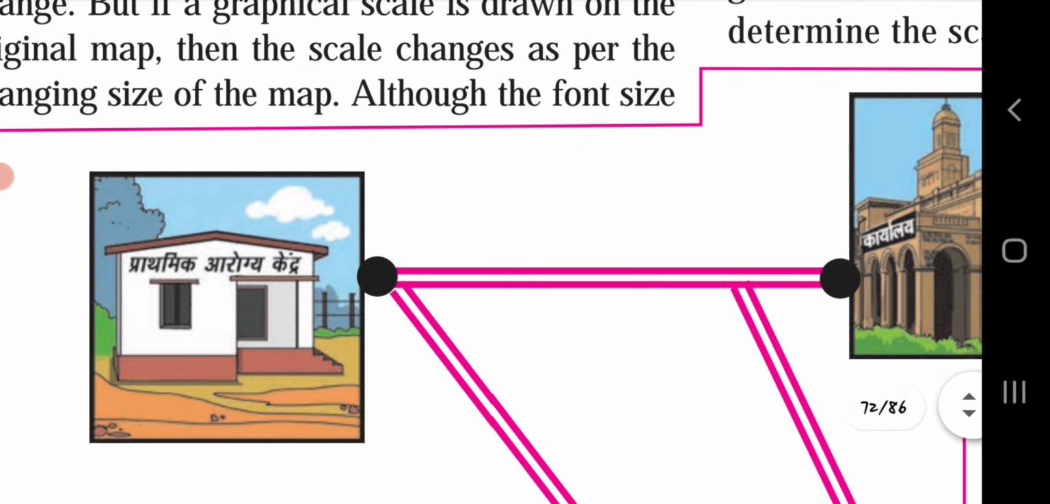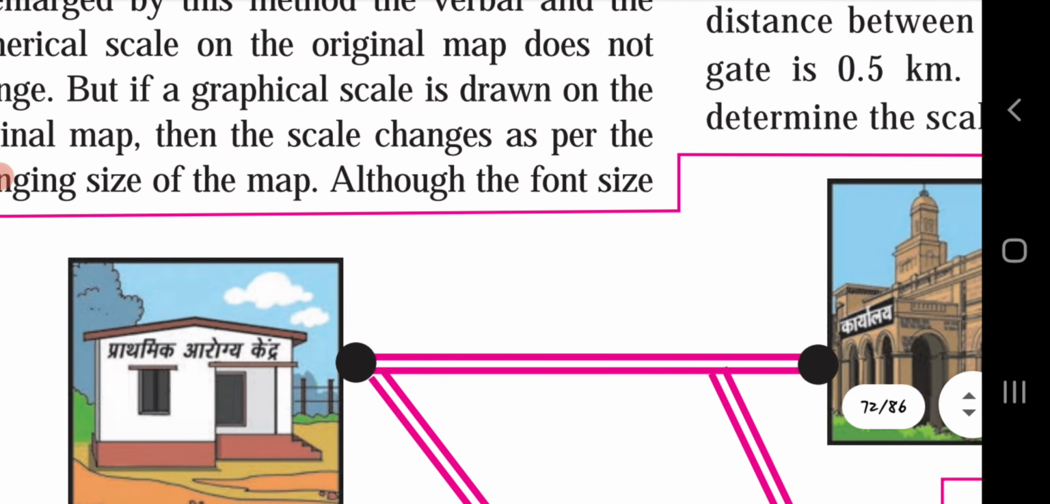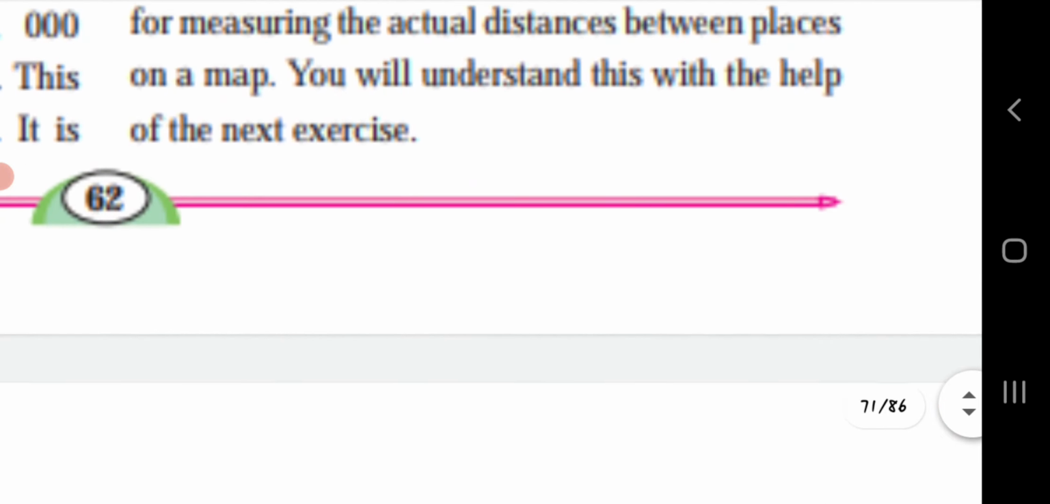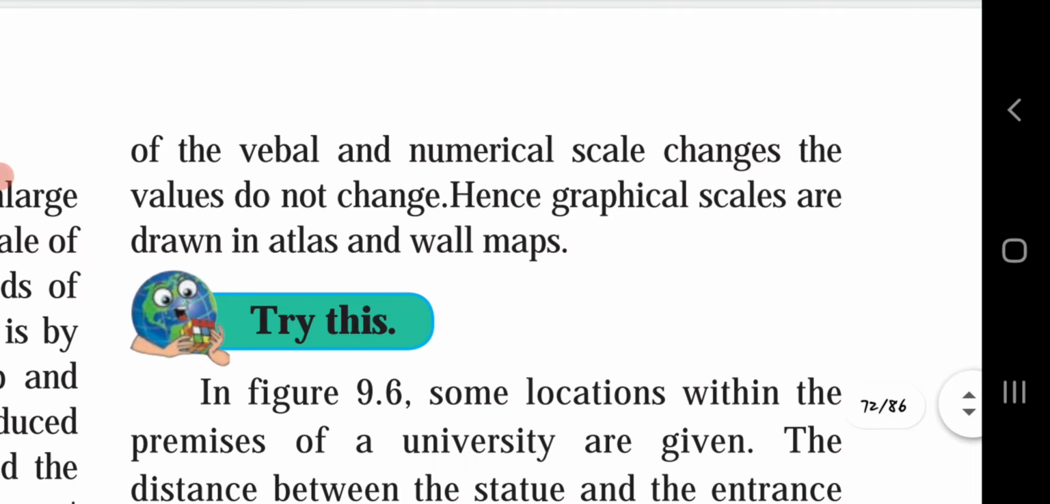Although the size of the map changes, the values of the verbal and numerical scale do not change. Hence, graphical scales are drawn in atlases and wall maps. So, this type of graphical scale is used in atlases and other maps on the walls.